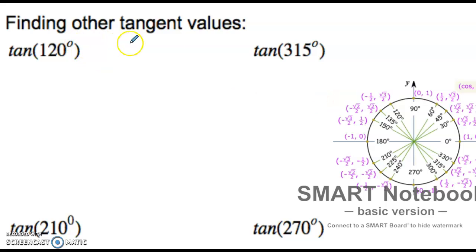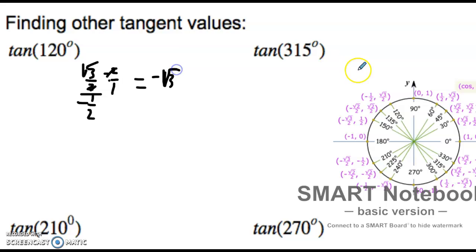Continuing on, let's find some other tangent values. Well, the tangent of 120, so we look at our unit circle, we find the point that makes a 120 degree angle, and we do the same thing. We put the value of y, which is the square root of 3/2, over the value of x, which is negative 1/2. And we simplify that. So the 2's cancel and you just get negative square root of 3.